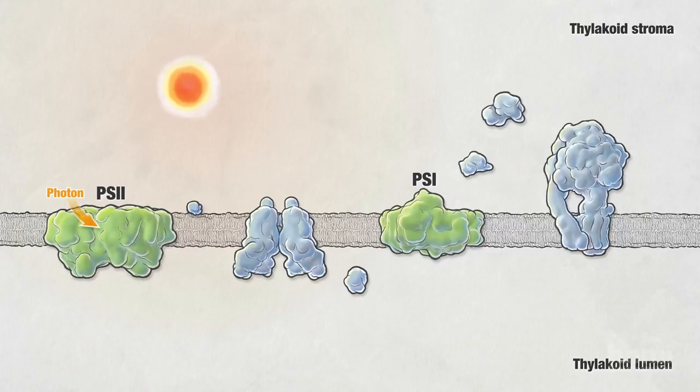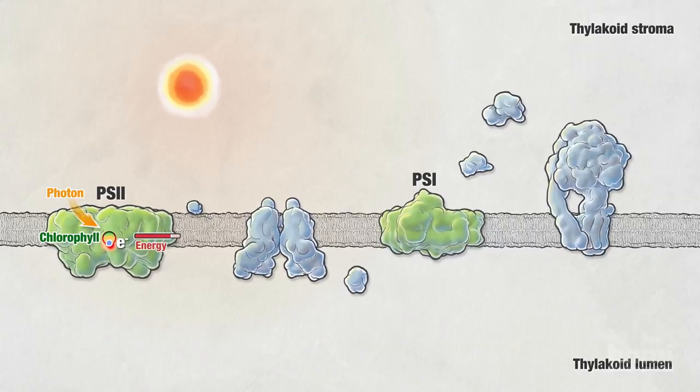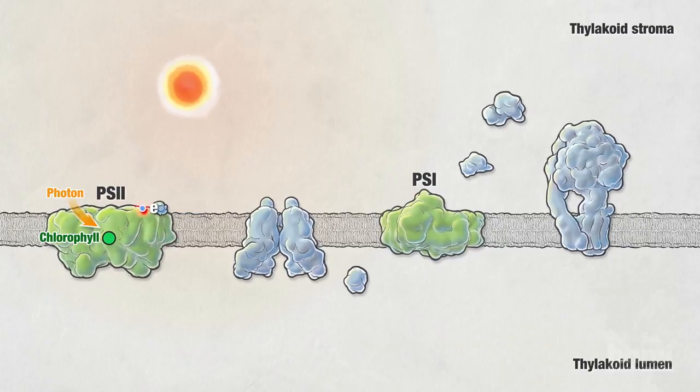First, photons of light hit chlorophyll, a light-absorbing pigment in photosystem 2. Electrons in the chlorophyll are excited to a higher energy level. The excited electrons are passed to an electron carrier.